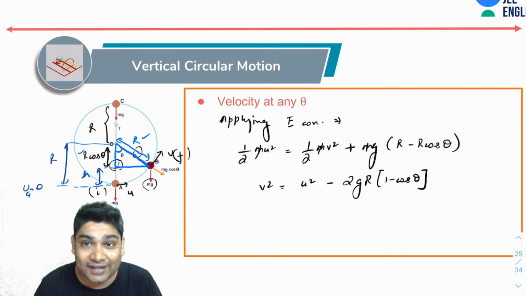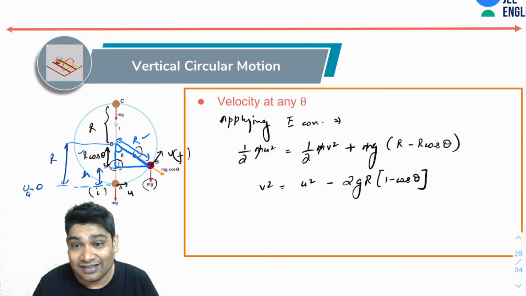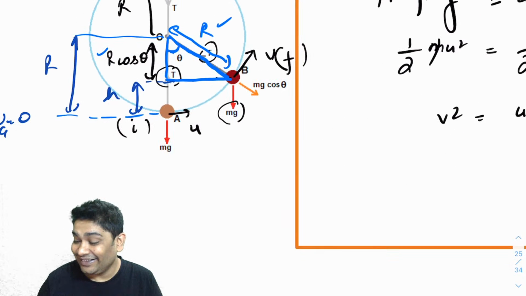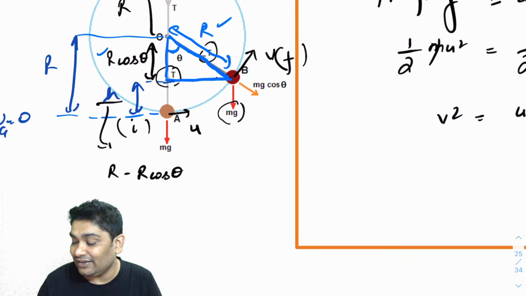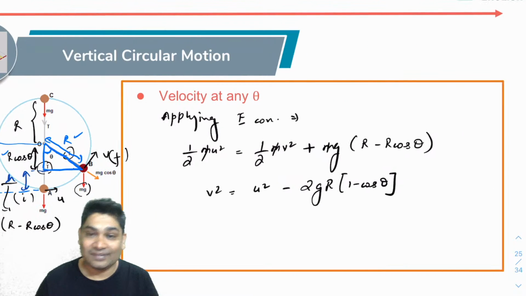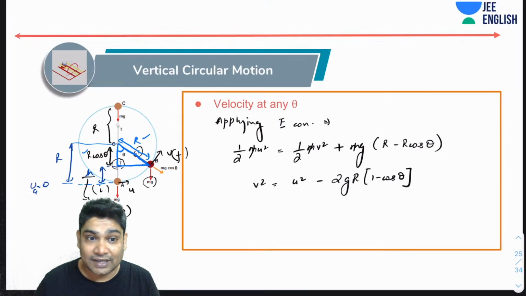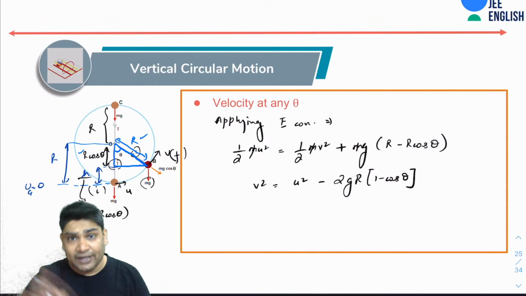Yes, 2gr times (1 minus cos theta), not 2gr cos theta. 2gr(1 minus cos theta), Pawan. The height h is r minus r cos theta, right? This height h would be r minus r cos theta, right? So correct that. So this is the speed that I'm getting.